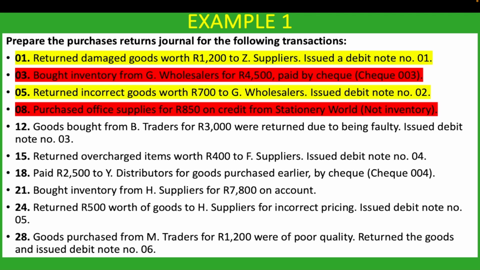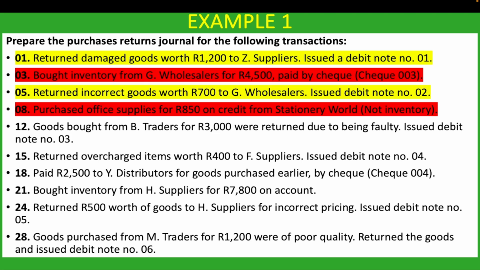doesn't go into our purchases returns journal. By the way, the one on the 8th, which journal would it go into? Well, that would go into the purchases journal. Okay, purchases journal, we're recording the purchase of inventory on credit, if this were inventory, that is. We've done a lesson specifically on the purchases journal as well. You'll find it in the link in the description below.